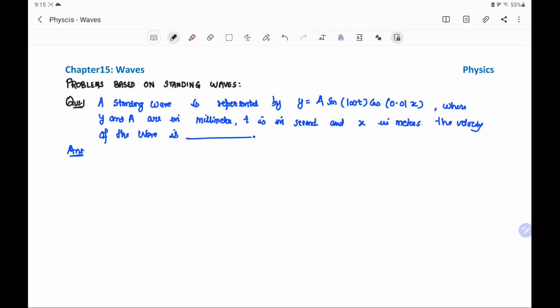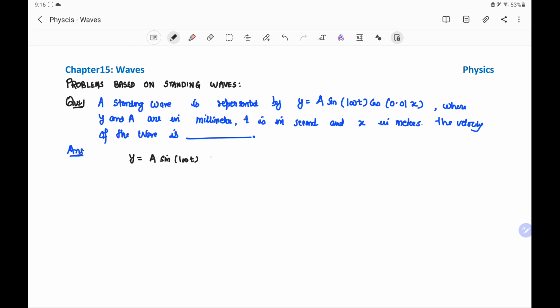Let's do some problems based on standing waves. First problem: a standing wave is represented by y equal to a sin 100t into cos 0.01x, where y and a are in millimeters, t is in seconds, and x is in meters. The velocity of the wave is?